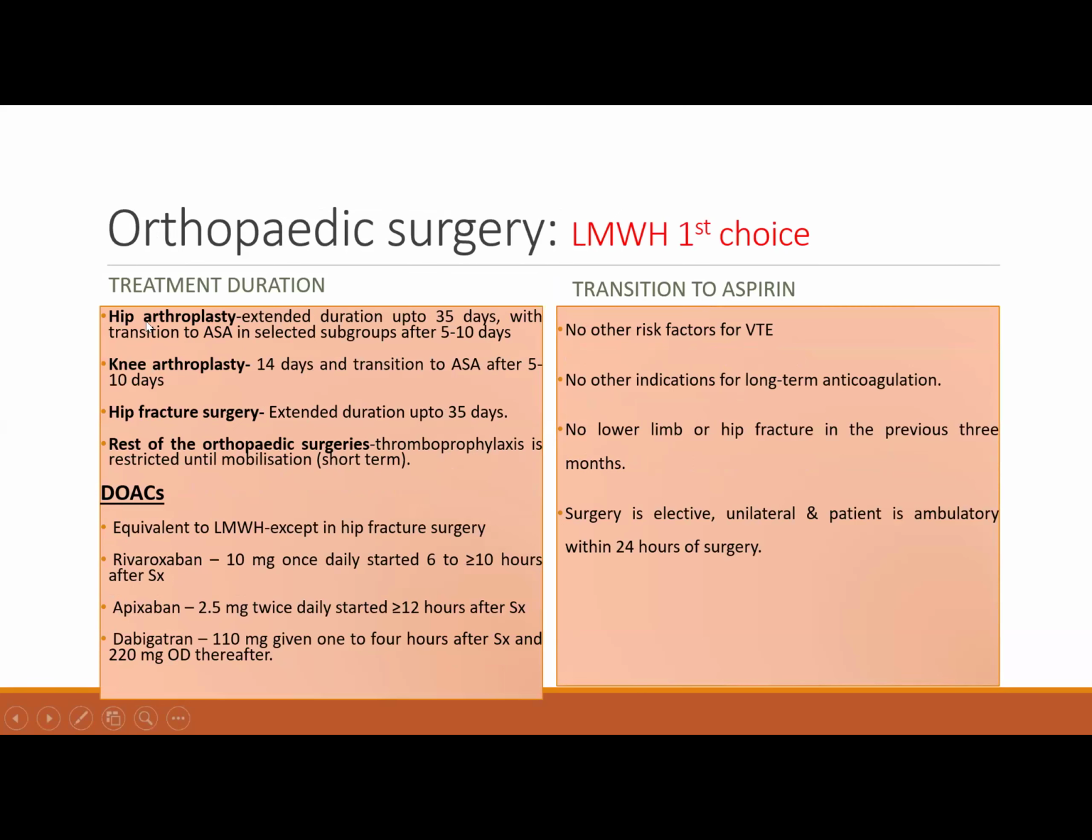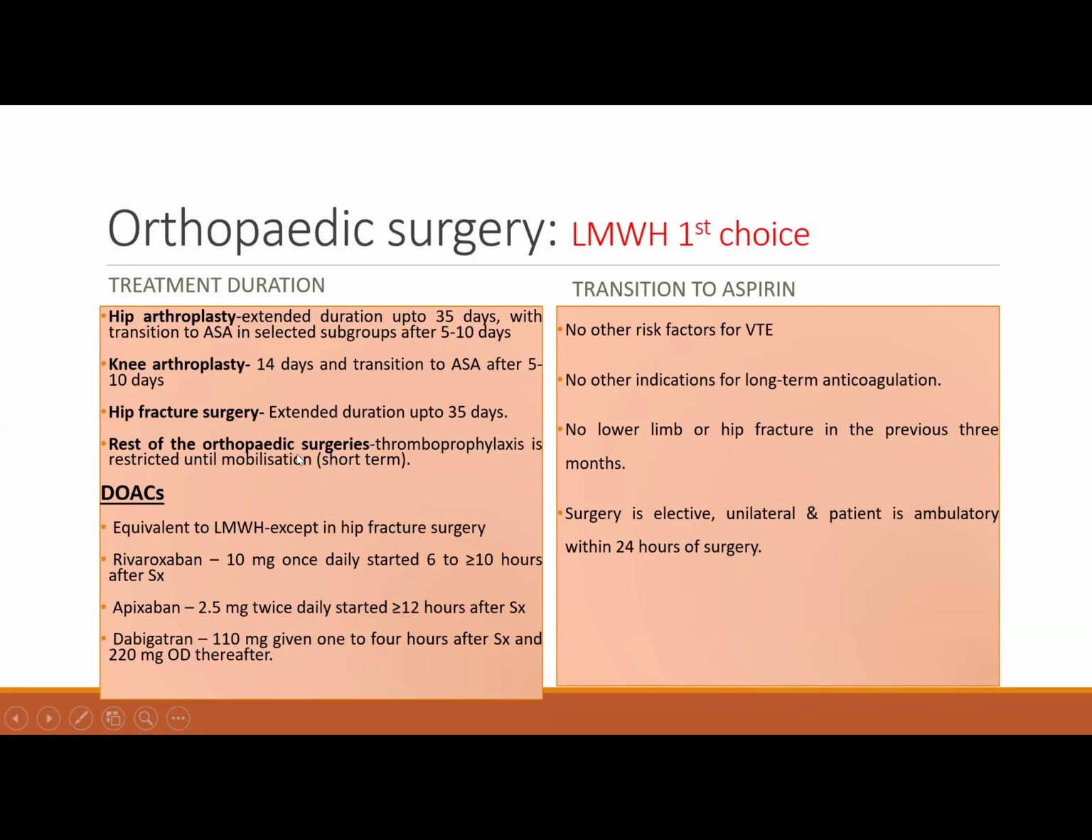And in hip arthroplasty, there is an indication to prolong the anticoagulation up to 35 days, with possible transition to aspirin in a selected subgroup of patients after 5 to 10 days. And also in knee arthroplasty patients, 14 days and transition after 5 to 10 days duration. And in hip fracture, the duration of thromboprophylaxis can be extended. It needs to be up to 35 days.